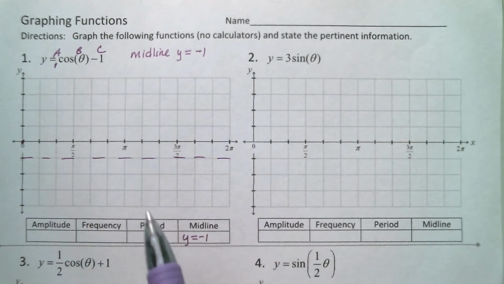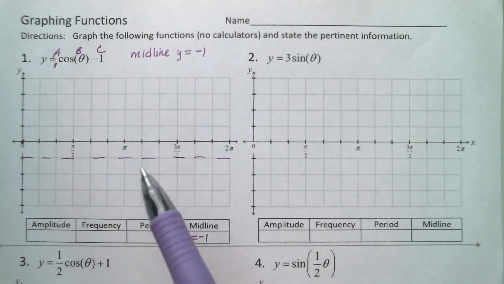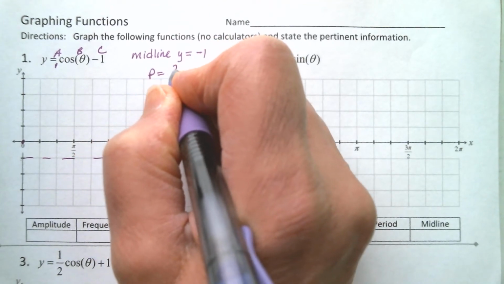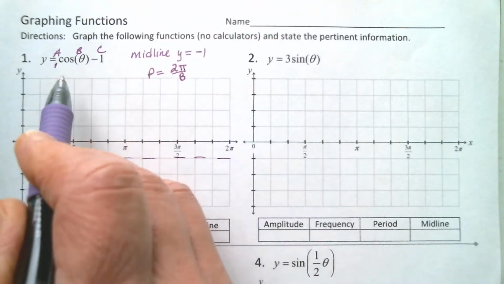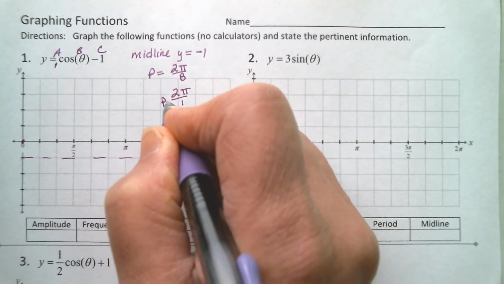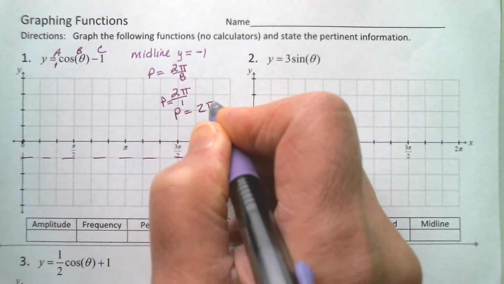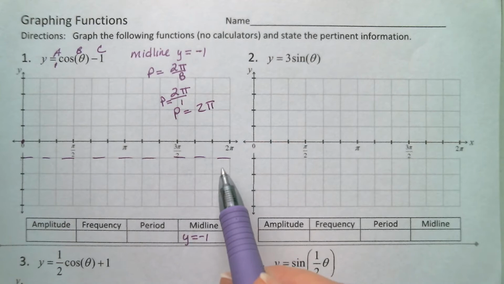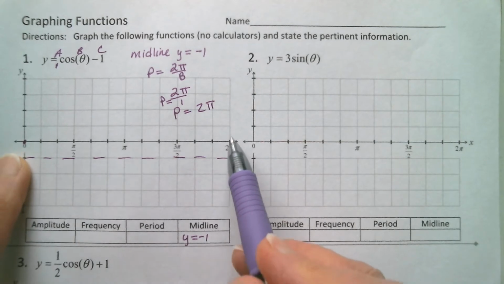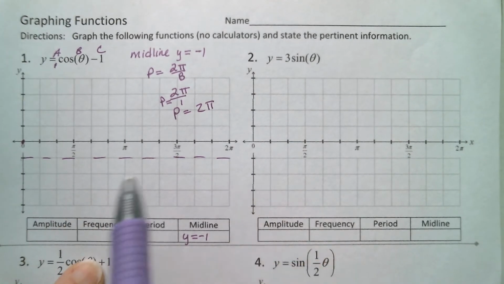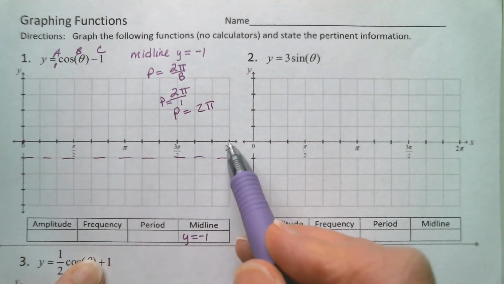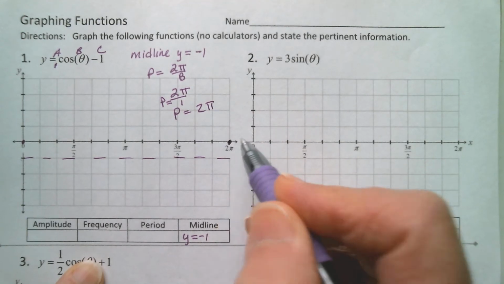Next, we want to know our period. What is the length for one cycle, one cosine cycle for this equation? So period is 2 pi over b, and our b value is 1. So 2 pi over 1 is simply 2 pi. So the length of one full cycle for this equation of cosine is a distance of 2 pi. Since cosine here is starting 1 above the midline, then at 2 pi it's going to end at that same height.